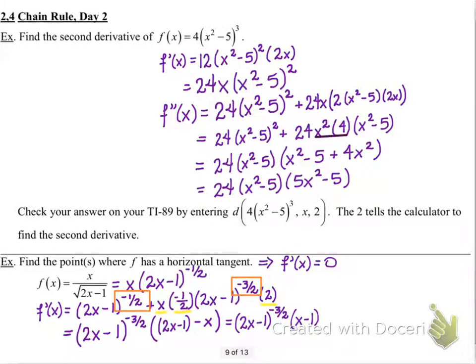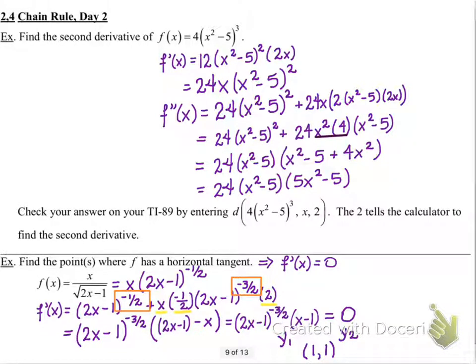Now, did you answer your question? No, you did not. Now you need to set that silly little stinker equal to 0. You're going to set the first bit equal to y1, the second bit equal to y2, and you're going to find that this is only true when x equals 1.